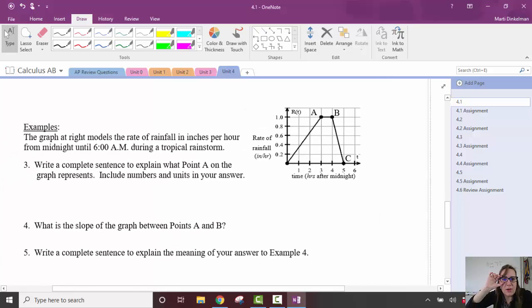So over here we have this rainfall in inches per hour, from midnight to 6 a.m. There's a couple things we want to do on these. We want to make sure we include units. We want to talk about that it's at a specific time. We want to make sure we include all the details in our sentences. So on number 3, point A, if we look, that's just a y-coordinate, and the y-coordinate is 1 inch per hour because this is modeling the rate. So we might just start with saying, okay, we know it's 1 inch per hour, and then we have to write a sentence about the rate at which rain is falling.